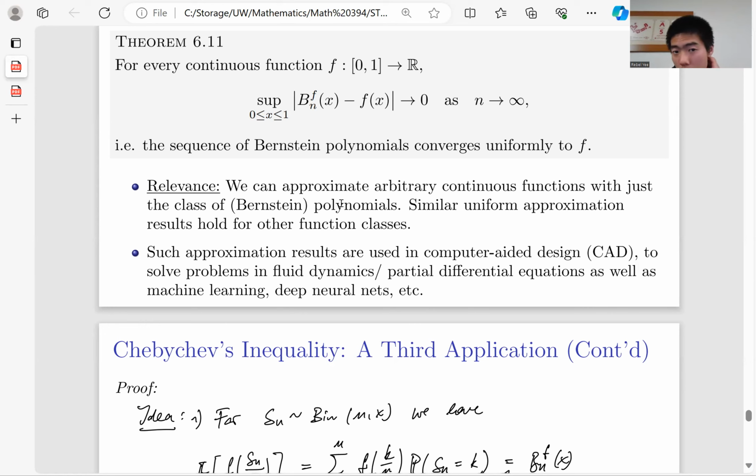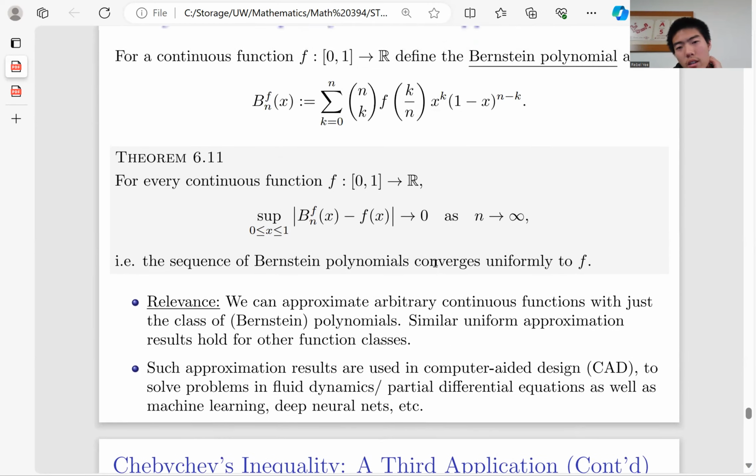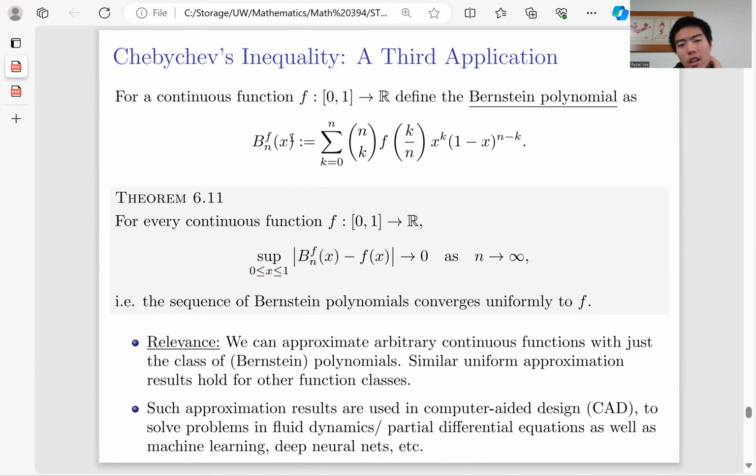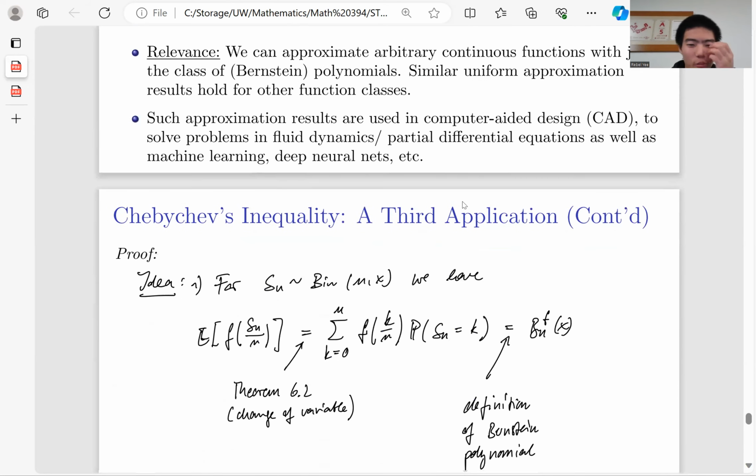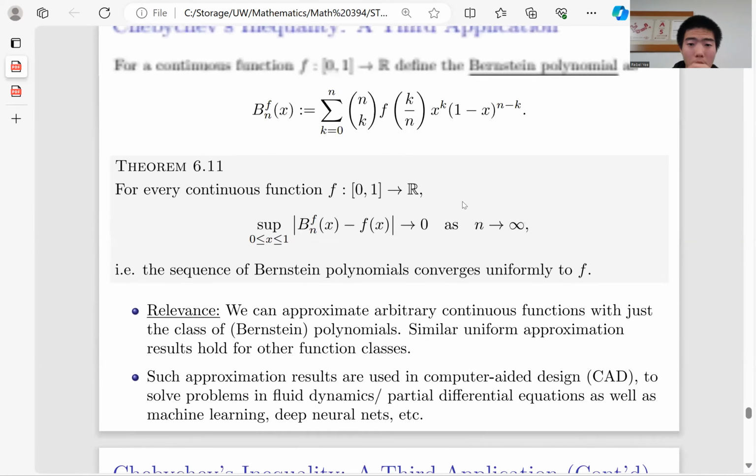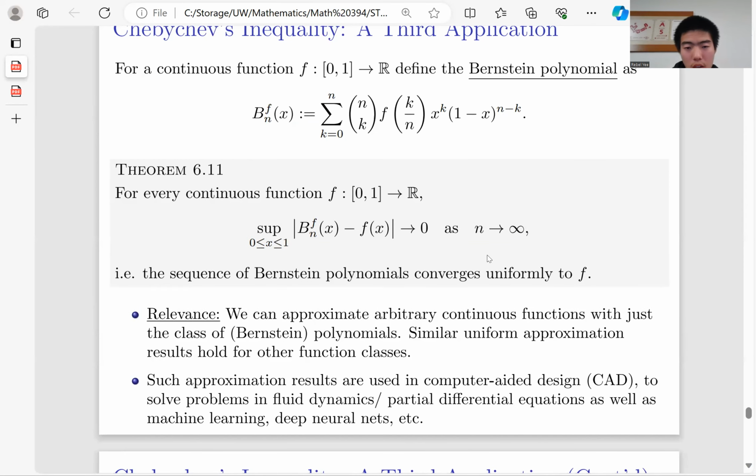This kind of approximation is usually used in computer aided design, fluid dynamics, partial differential equations, and also machine learning, deep learning, and so on. So its application is quite wide, although it doesn't look like it. So let's prove why this theorem holds.